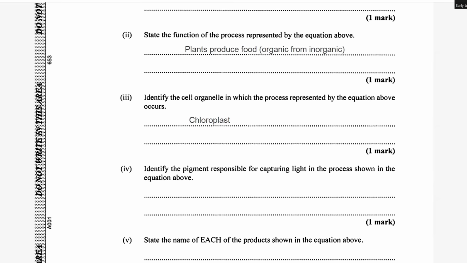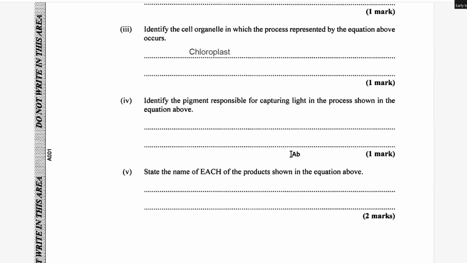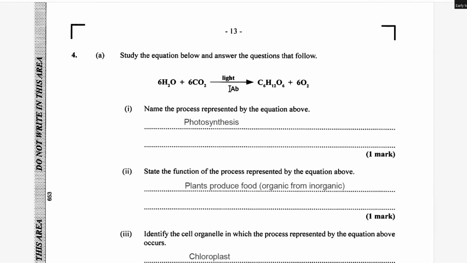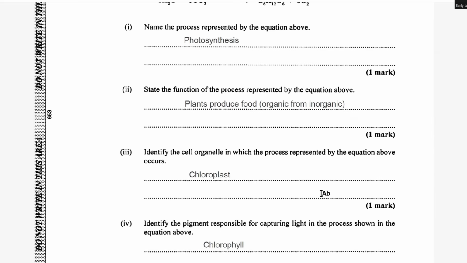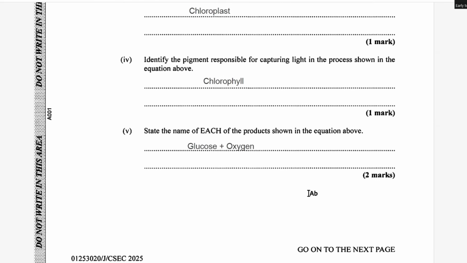And the next question, identify the pigment responsible for capturing light in the process shown in the equation above. And if you mention chloroplast, you must know chlorophyll. State the name of each of the products shown in the equation above. If you just look at the equation, you know the left-hand side is the reactants. The products are on the right-hand side. C6H12O6, that's glucose, and the 6O2 is oxygen. So you just write in the names of them, glucose and oxygen. 2 marks. So far we have been collecting those marks.